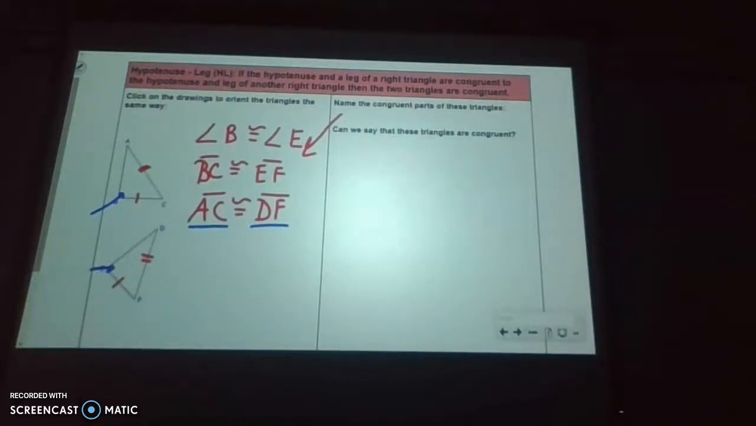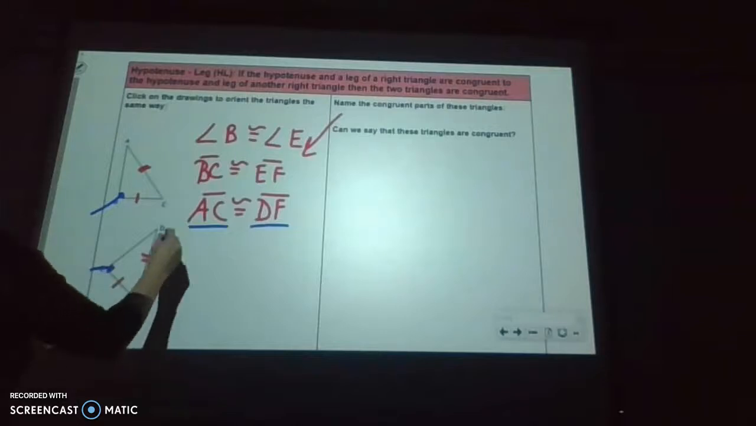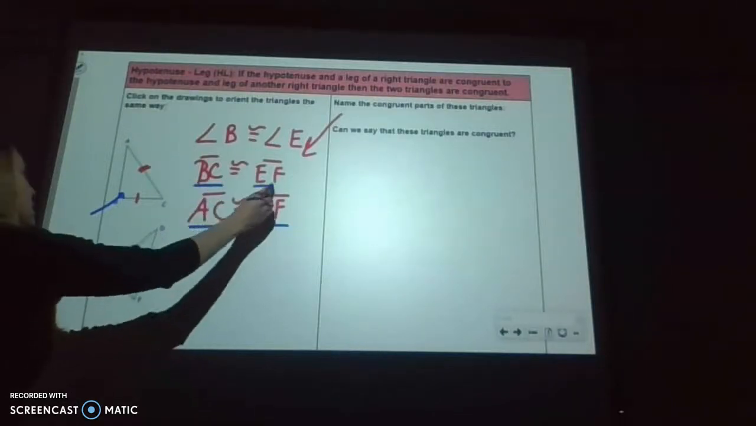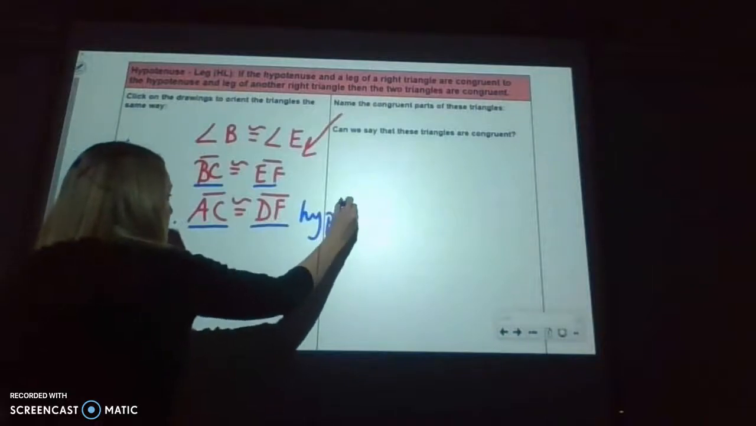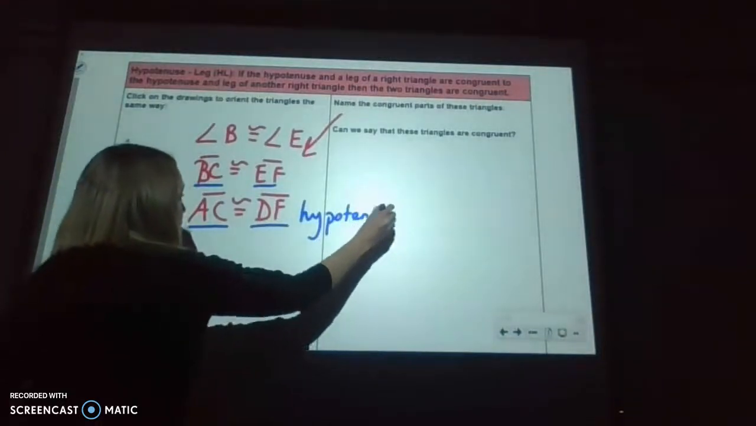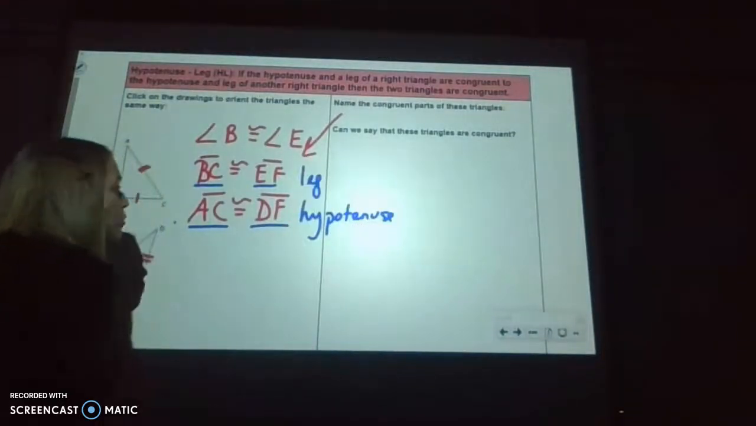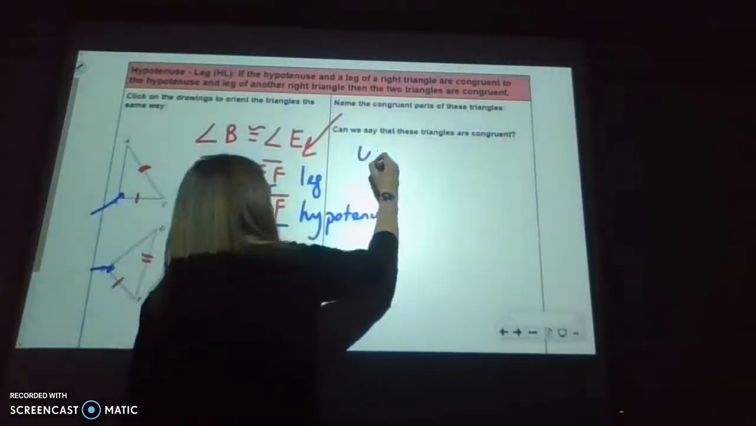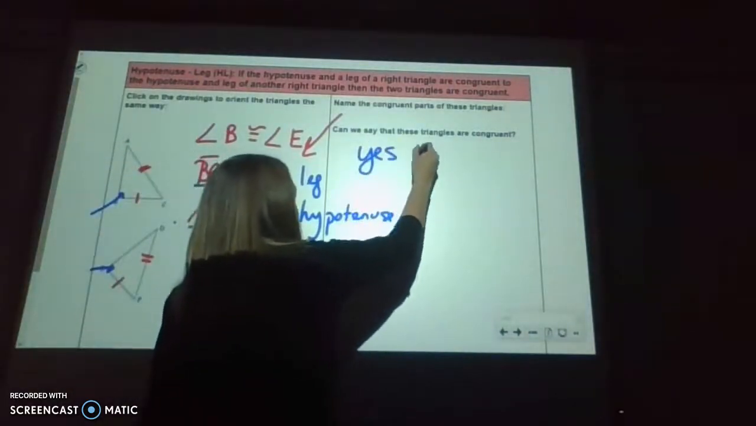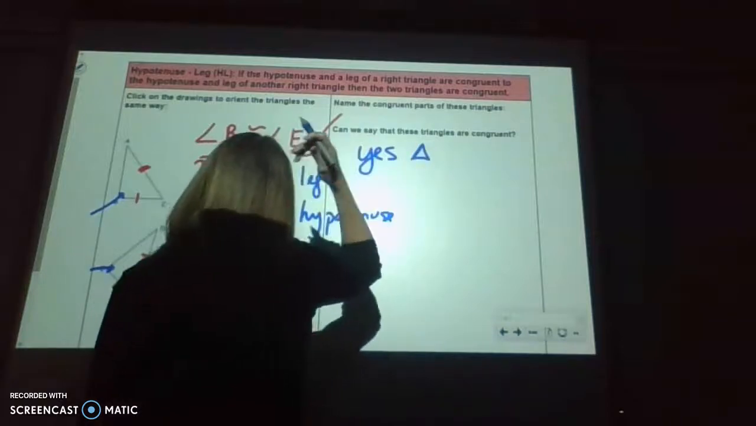And now, are there any other legs that are congruent here? Well, yeah, BC and EF. So if we have the hypotenuse, here's the hypotenuse. And here's the leg. Congruent to the hypotenuse and leg of another triangle, so we can say yes. So does this only work with right triangles, Miss Cintron?